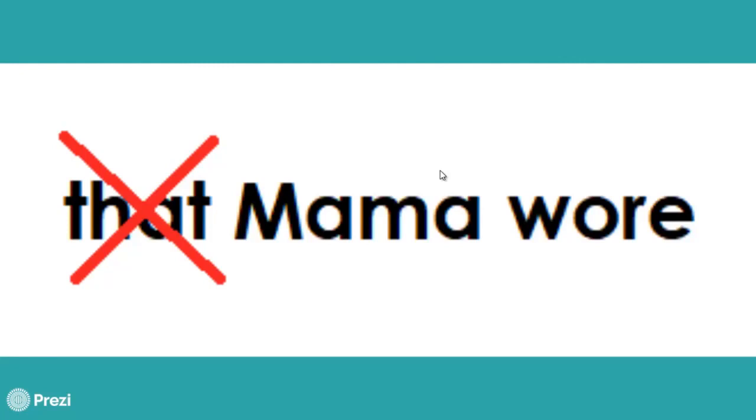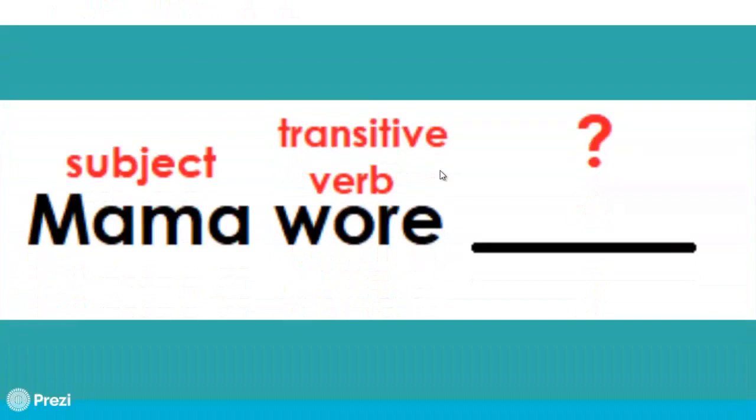Remember that transitive verbs must be followed by an object. So what's the missing constituent in this case? In this case, the missing element is the object of the clause. Mama wore what? The diamond earrings. In the following slide, you can see the whole analysis of this complex noun phrase.